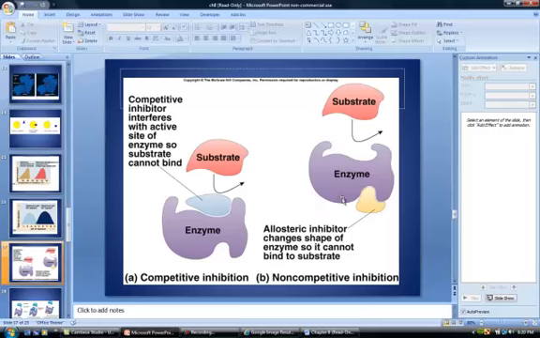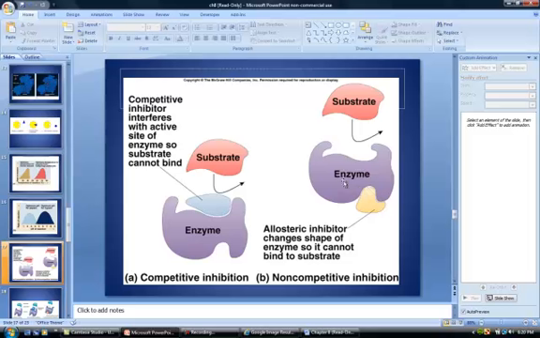Now, you've got a non-competitive inhibitor over here. And what a non-competitive inhibitor is going to do is bind to a site that's called the allosteric site, which is not the active site. It's the allosteric site in a different location. But when it clicks in, you can see that it has changed the shape of the active site, so the substrate can no longer get in there. It's called non-competitive because it's not competing for the same spot. It's going to a different spot to alter the enzyme's shape.